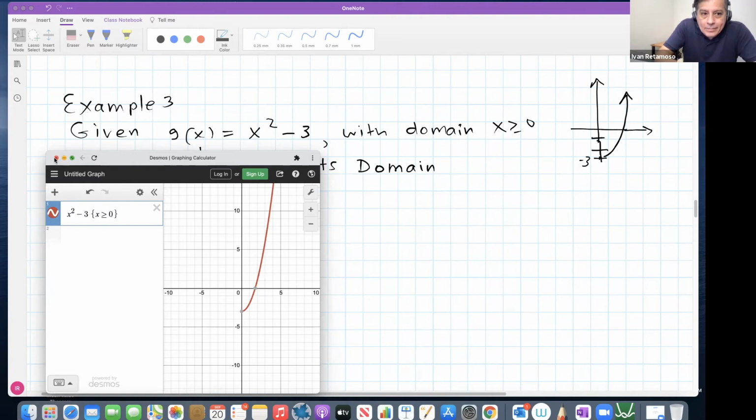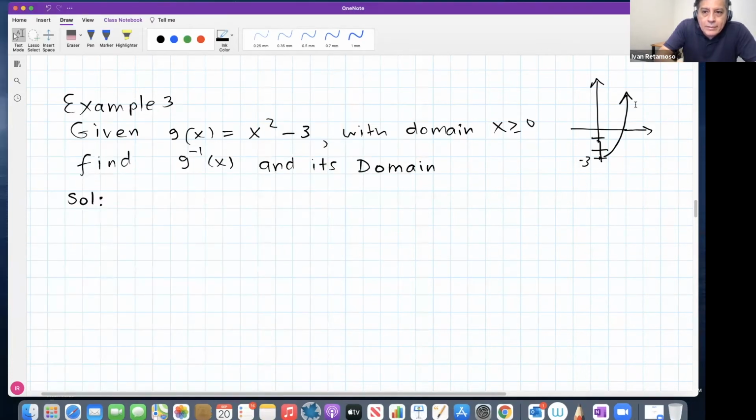All right, now, they probably have given you the graph of the function for you to see that this graph, not the whole parabola, but just the right part of the parabola, is 1-to-1 because it passes the horizontal line test, as you can see. So this is 1-to-1, so therefore it's invertible, okay? All right, so now they want you to find the inverse function. So let's follow the 4 steps.